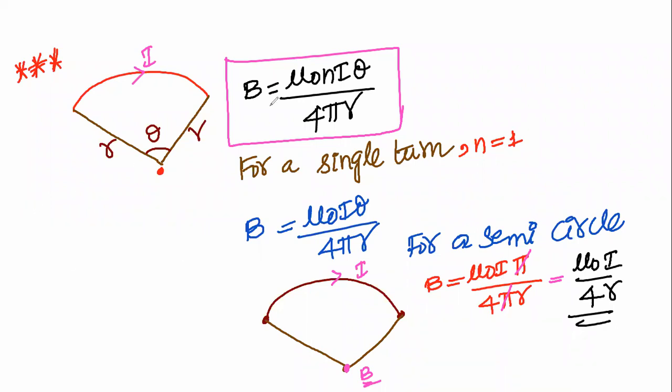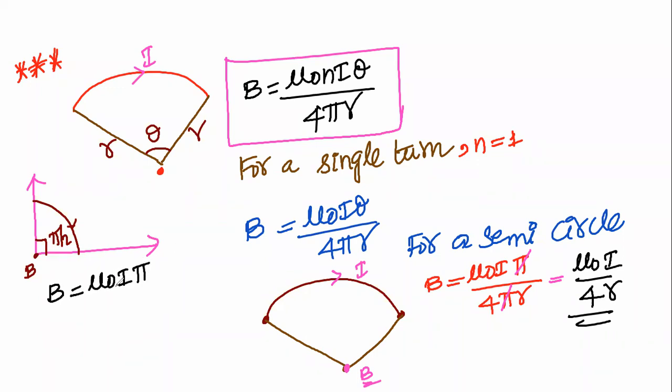If it is a quadrant, that means 90 degrees, the angle is pi by 2. If the wire is bent like a quadrant, what is the magnetic induction at this point? They'll ask it. So for this, in place of theta, we put pi by 2. Therefore, B is equal to mu naught I into pi by 2 divided by 4 pi r. Pi and pi get cancelled. B is equal to mu naught I divided by 8r.